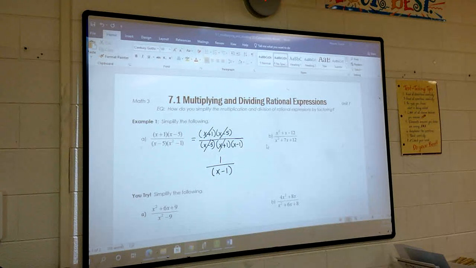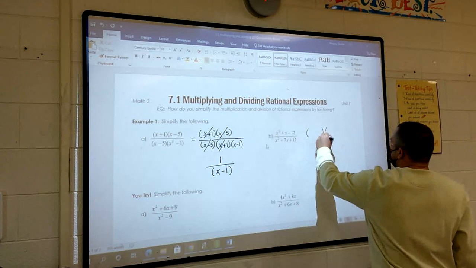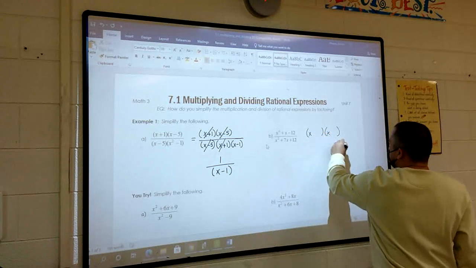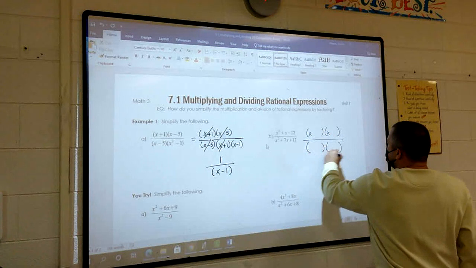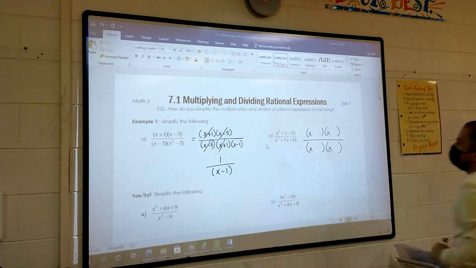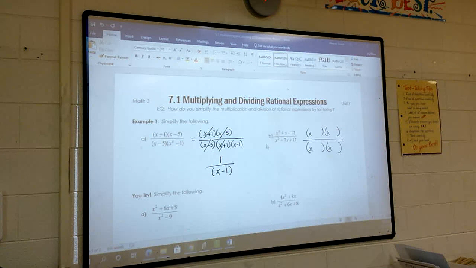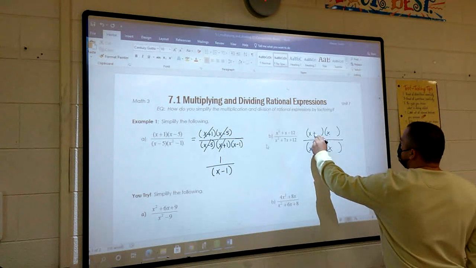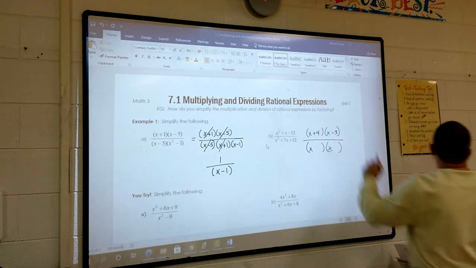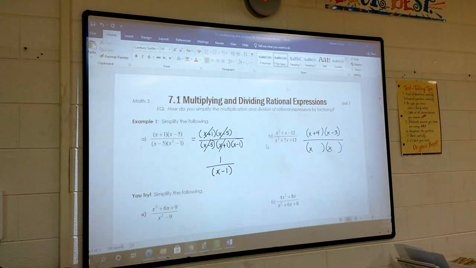B has 2 trinomials. Trinomials are when we're going to figure out what 2 numbers multiply to give me this and add to give me this. So we're looking at the top. What 2 numbers multiply to give me a negative 12 and add to give me a positive 1? A positive 4 and a negative 3. So 4 and negative 3, if you add those together, you get positive 1. And 4 times negative 3 gives you negative 12.